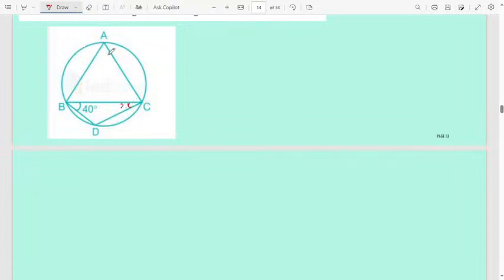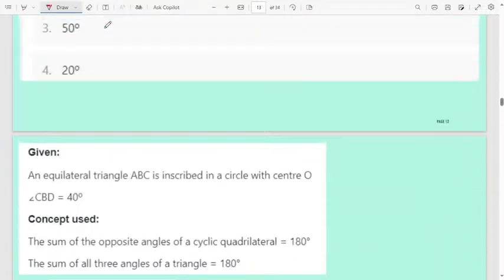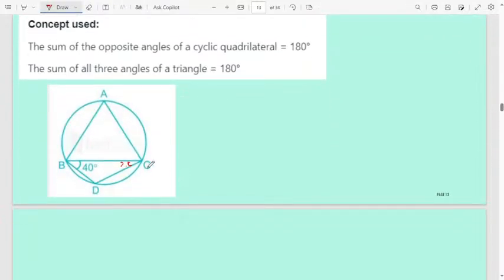Consider this is the triangle, inscribed means that it is inside the circle. They are given the value of CBD. This angle is 40 degrees. You have to find the value of BCD. This angle you have to find.